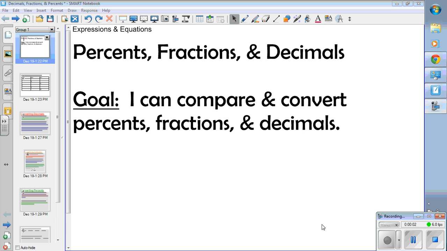Today we're learning about percents, fractions, and decimals. Our goal is that we can compare and convert percents, fractions, and decimals.